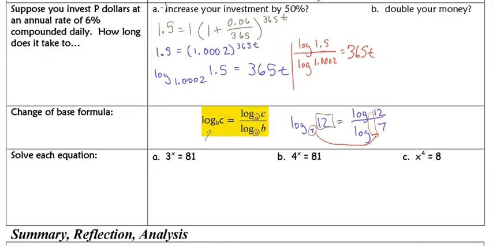It ends up being right around 2027.53 equals 365t. Divide each side by 365, and t ends up being right around, or approximately, 5 point, is that 5.6 years?